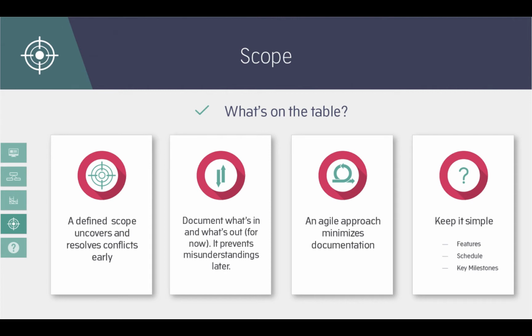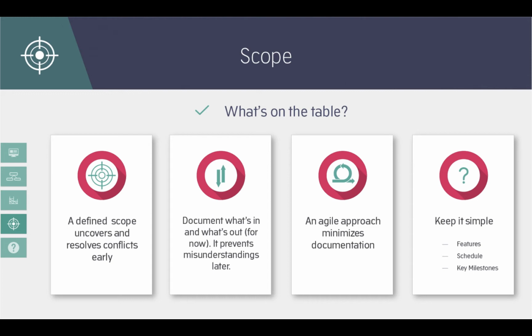When determining what's on the table, a defined scope uncovers and resolves conflicts early. Try and get a good picture of the features and the content that's available at this point. Document what's in and what's out for now. It prevents misunderstandings later. An agile approach minimizes documentation.